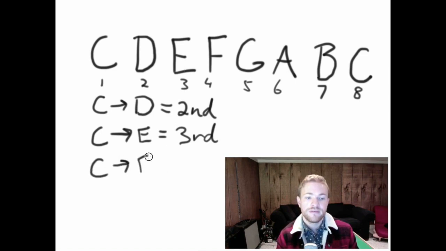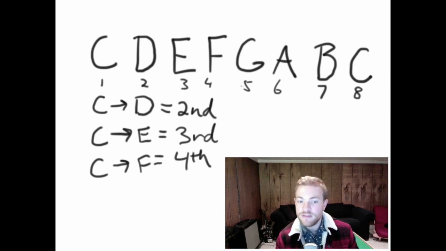C to F is known as a 4th. C to G would be a 5th. C to A would be a 6th. C to B would be a 7th. And C to C would be, well, an 8th. We actually call that an octave. There's a special name for that interval called an octave, but it makes sense because oct is the Greek prefix for the number 8, okay? So now we have some understanding of where that numeric component of the interval name comes in, right?